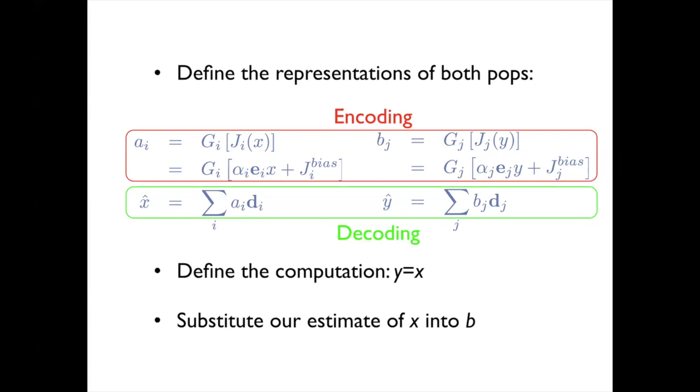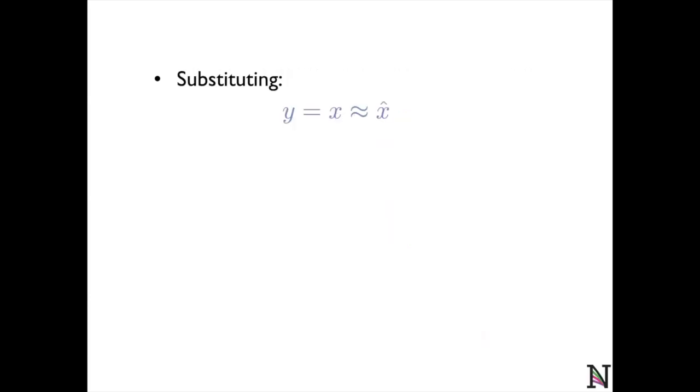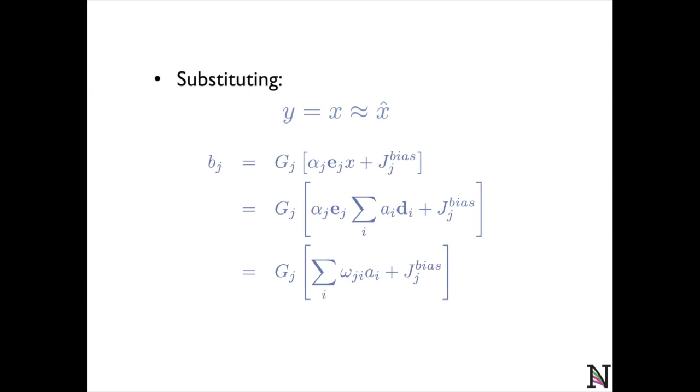And then we substitute our estimate of x, or the function, whatever the thing on the right-hand side happens to be. We just substitute that into our encoder for b. So here we're saying y equals x, which means we have an estimate of that x. We then substitute into our encoding equation our decoder. So this is x hat right here. Then you can do a little bit of rearranging, and essentially you end up with the standard neural network equation, where we've got some weight matrix times the presynaptic activities, and that determines what the postsynaptic activities are.